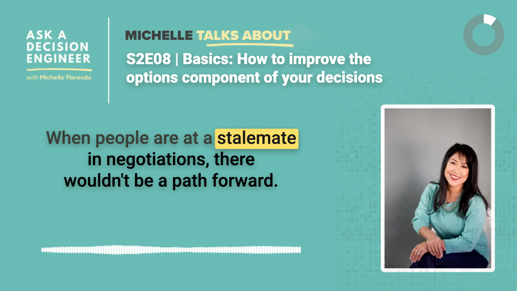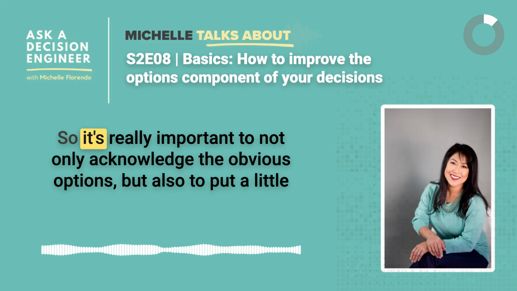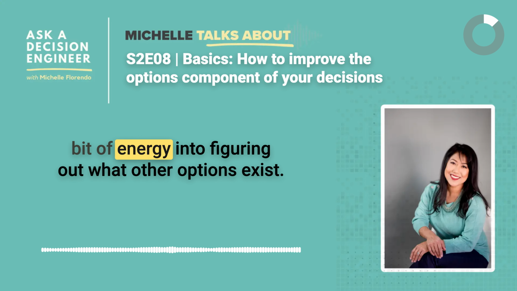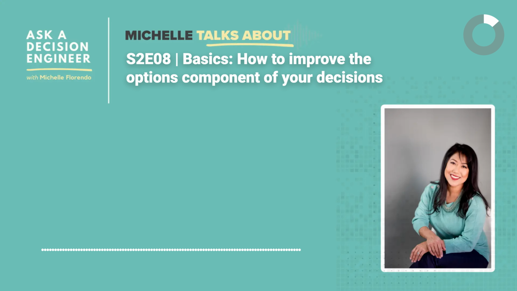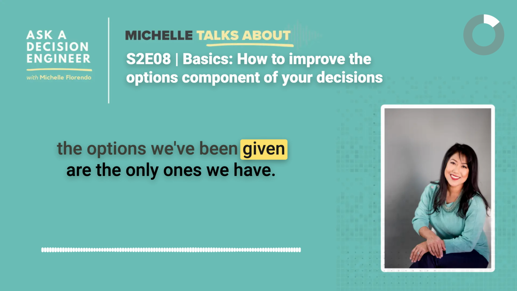When people are at a stalemate in negotiations, there wouldn't be a path forward. And there definitely wouldn't be any win-win situations where all parties involved actually end up better. So it's really important to not only acknowledge the obvious options, but also to put a little bit of energy into figuring out what other options exist. I'll expand on what Srini said by saying, the biggest lie we've been led to believe is that the options we've been given are the only ones we have.